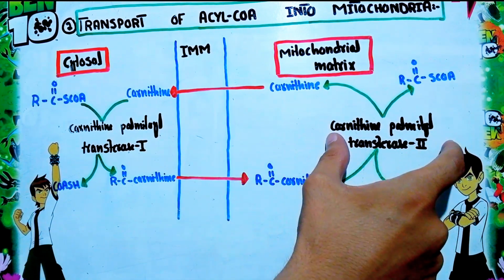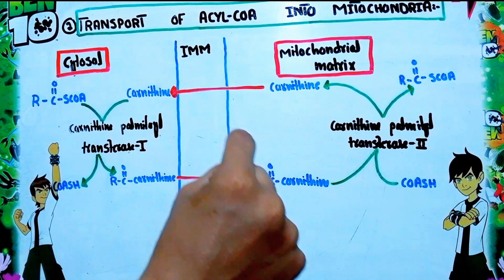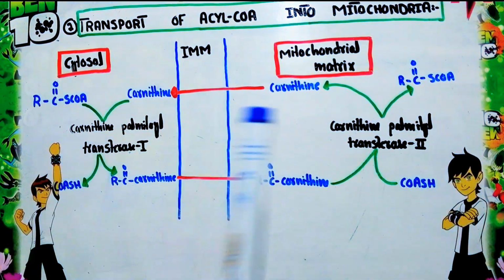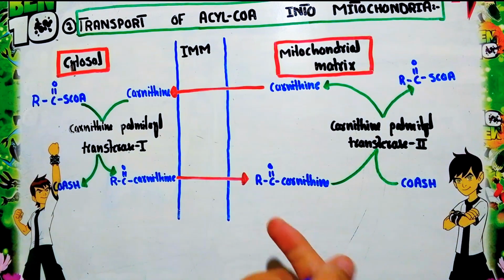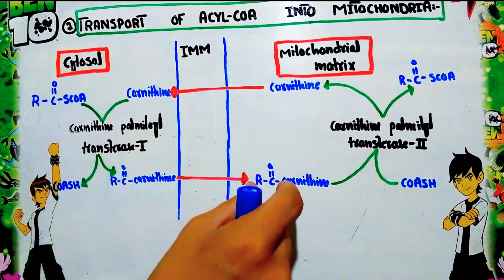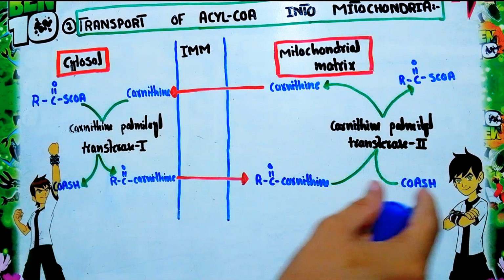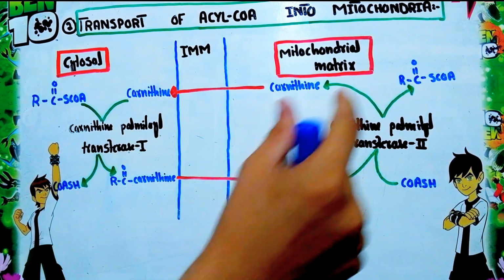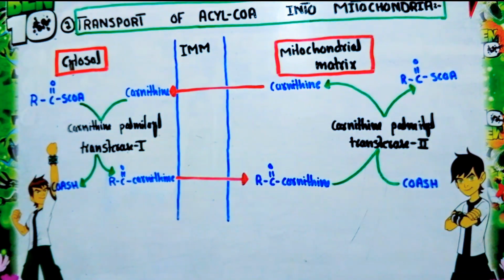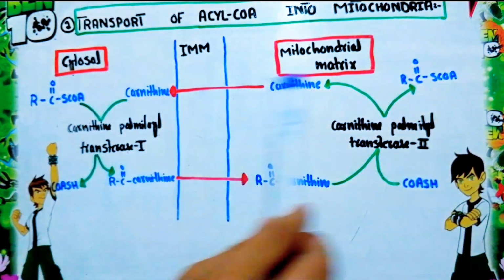This enzyme is present on the inner side of the inner mitochondrial membrane. It removes carnitine from the acyl carnitine and attaches the coenzyme A to the acyl group, due to which we get the acyl coenzyme A and carnitine. So finally, we have transported the acyl coenzyme A into the mitochondria.